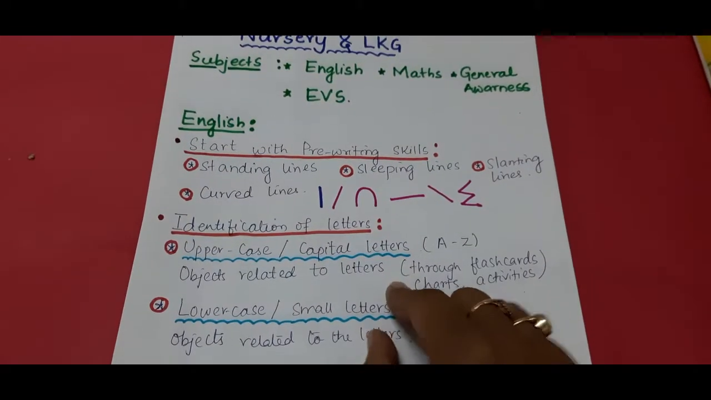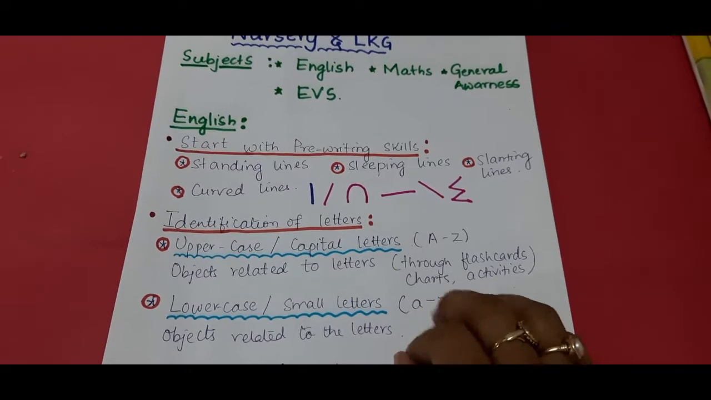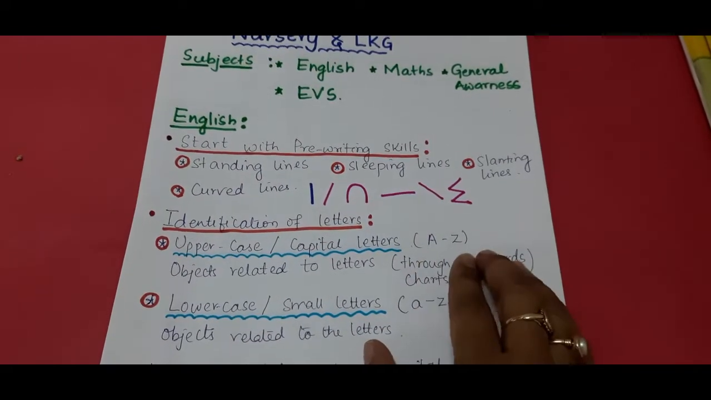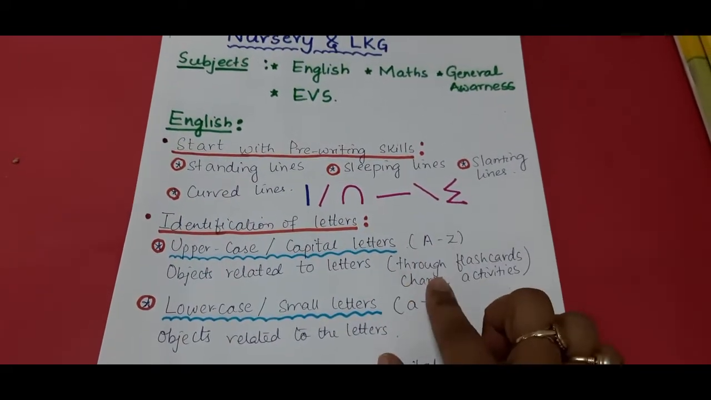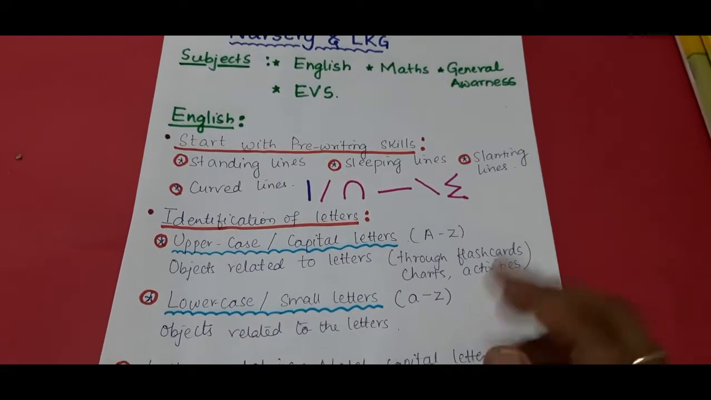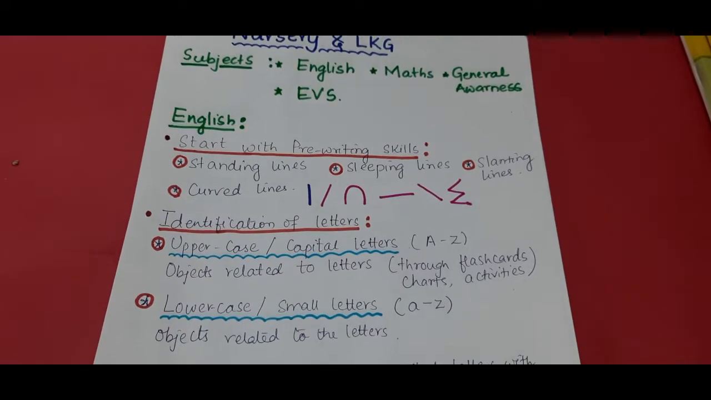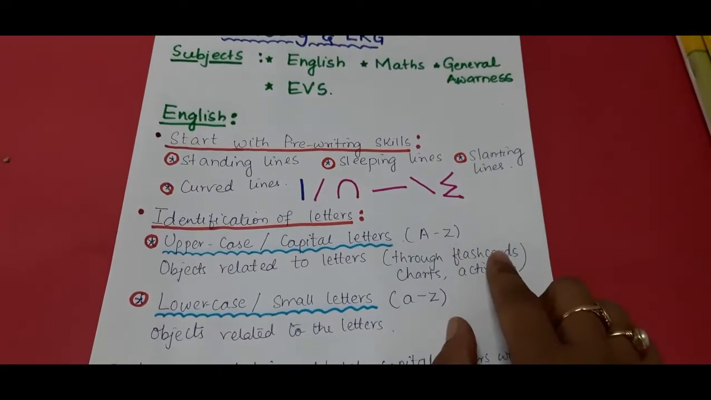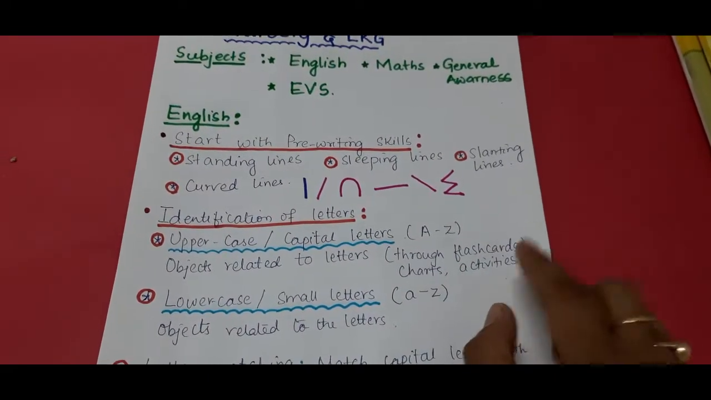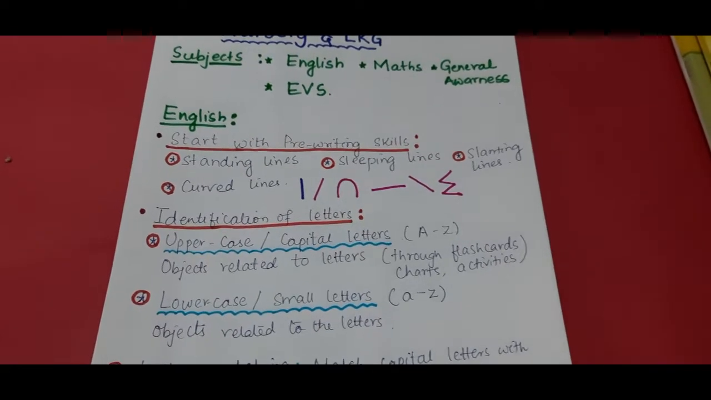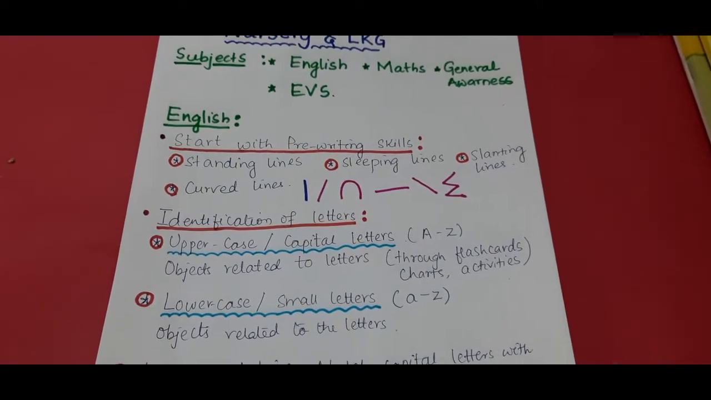So you have to make the child learn to identify the letters, like uppercase letters, that is A to Z, and then objects related to the letters, like A for apple, B for ball, C for cat, all these kinds of things you have to do. And this you can do through flashcards, charts, activities, whichever you are comfortable with, you can use that.